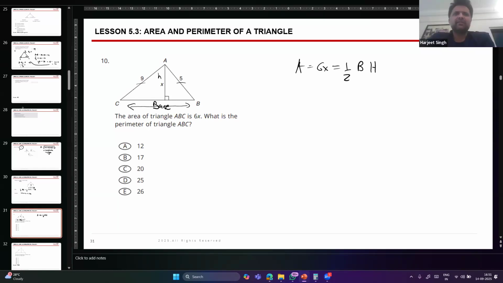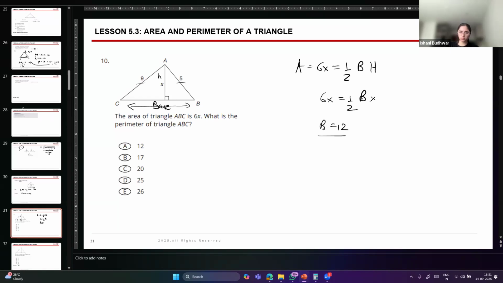Basically, we need the base. So can I write this as 6x equal to half into base into height? Height is x. And hence base is equal to 12. So now since base is 12, we know the perimeter of triangle ABC is equal to 9 plus 5 plus 12, 26.